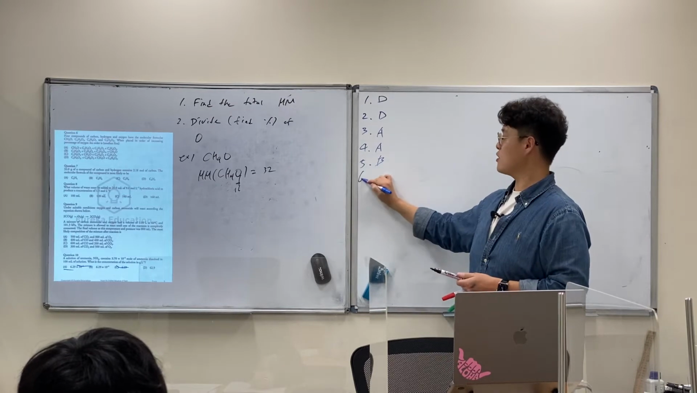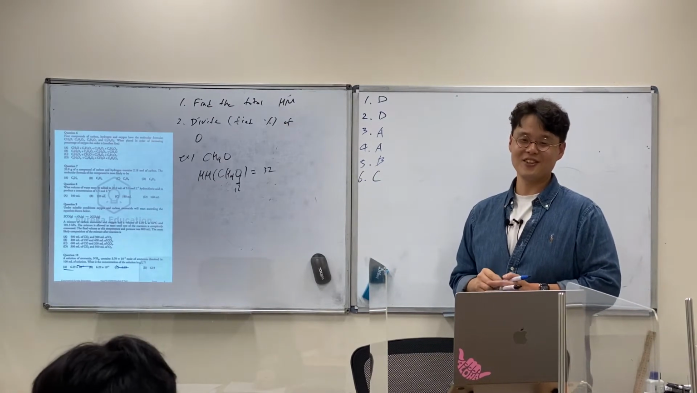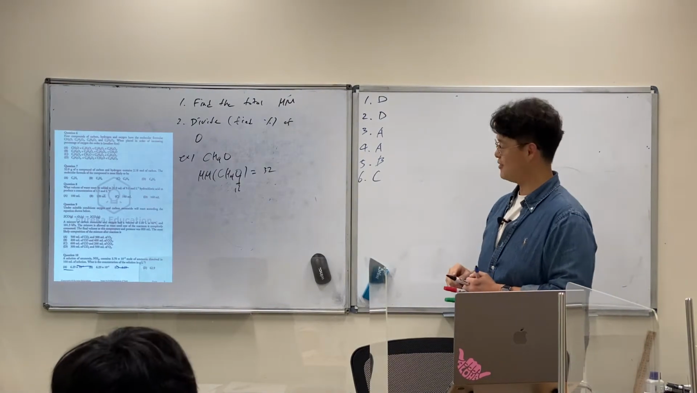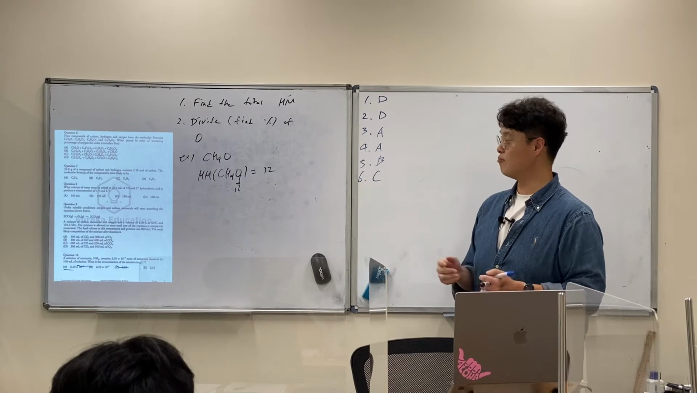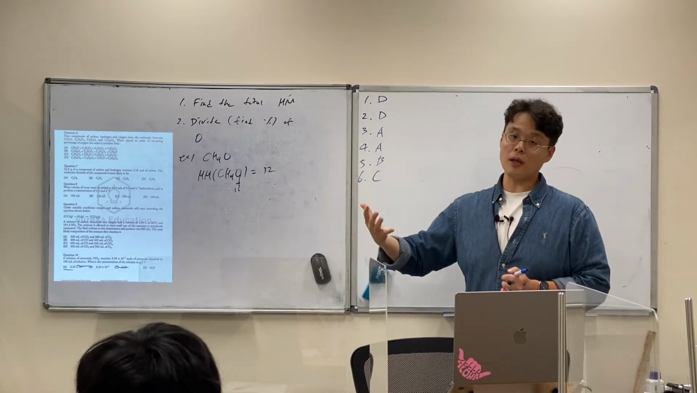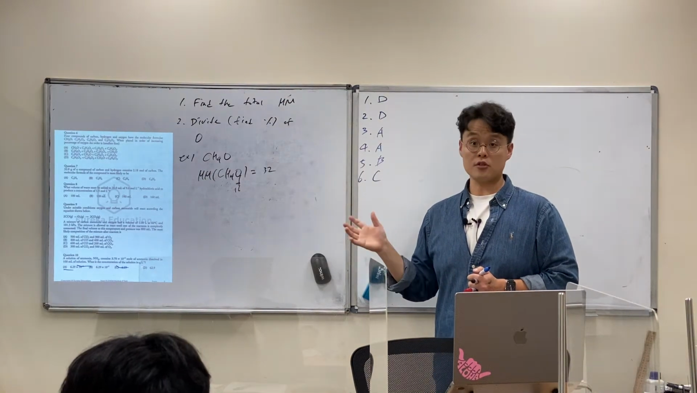Show me if you guessed C, you got it right. I didn't guess. I did my working out. Yep. And did you get it right? Yeah, I got it right. Good. I just did what's closest to my working out. This is what you need to do. Find the total molar mass, and then divide the molar mass of the oxygen content by it.